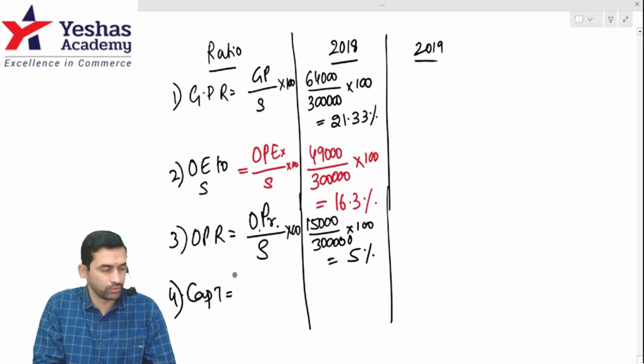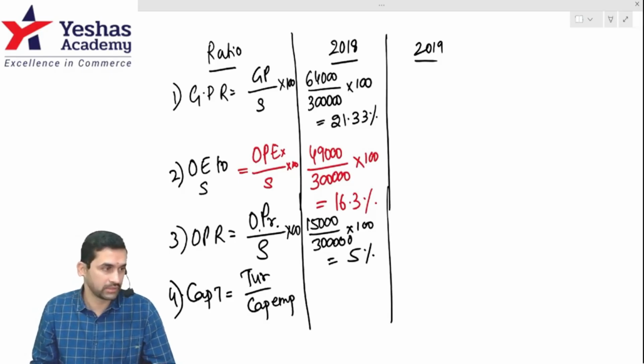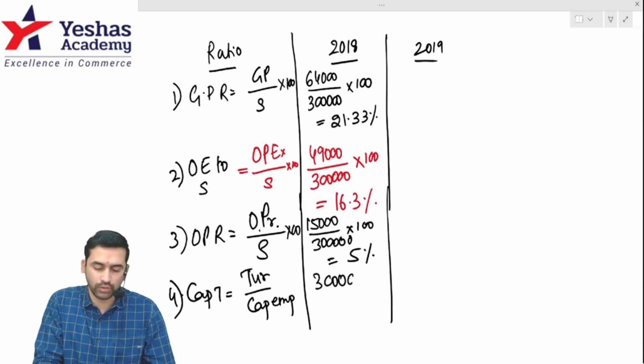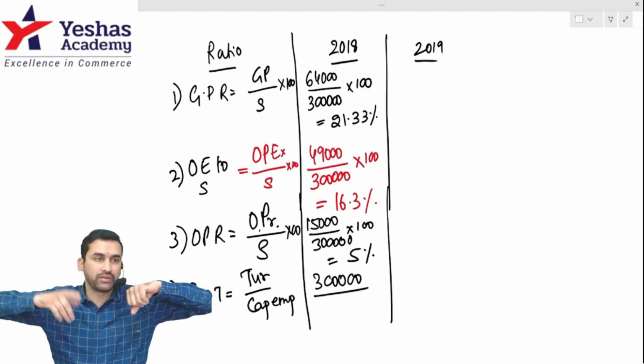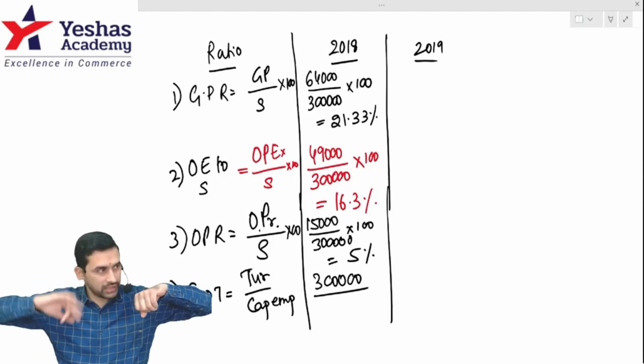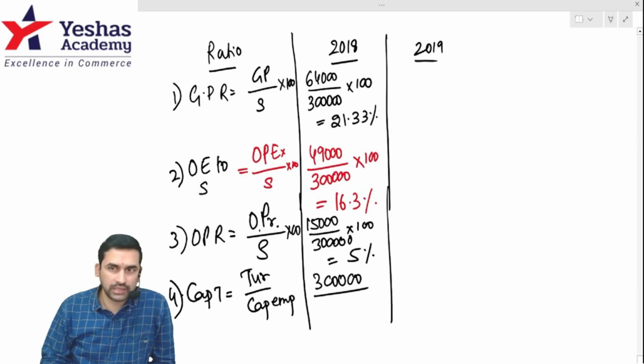Capital turnover ratio. What to write? Turnover by capital. Capital means capital employed, not share capital. I've told you many times. Correct? Now, turnover means sales. To be divided by, how do I get capital employed? I have share capital and reserve in first year, share capital, debenture and reserve in next year. Search where is share capital. Balance sheet, last three line items. Add share capital plus reserve, 1 lakh.